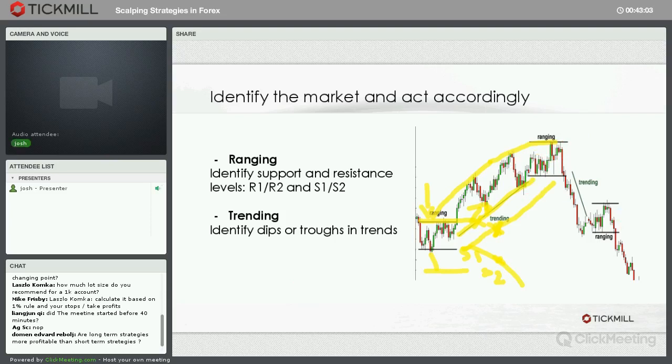So a question from Laszlo Komka. How much lot size do you recommend on a 1K account? Laszlo, good question. The amount of lots depends on the currency pairs. It purely depends on that.